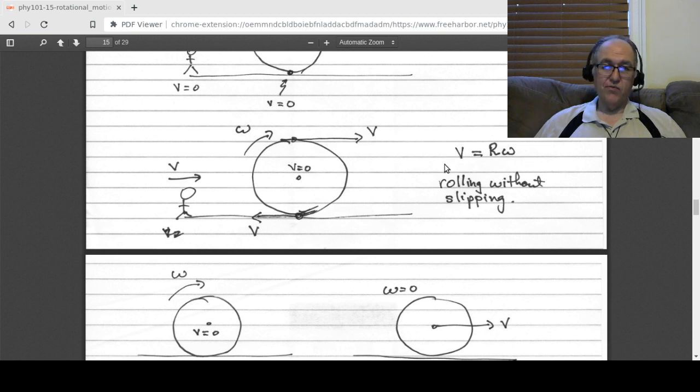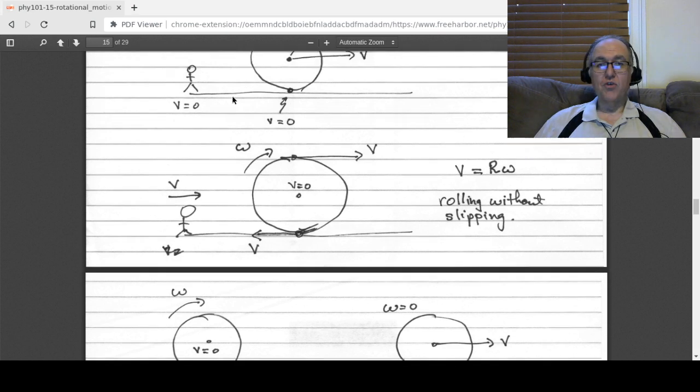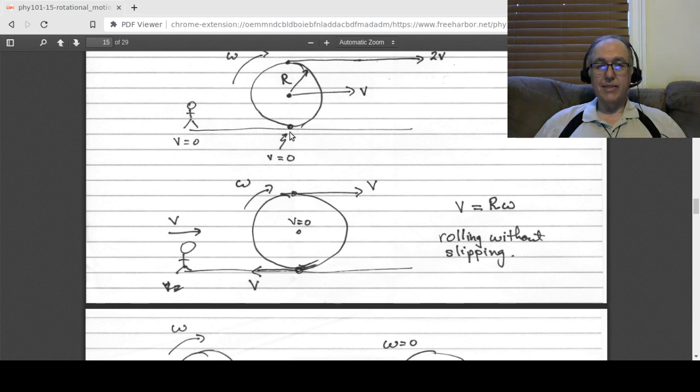The only time this formula, v equals R omega, is going to work is when the wheel is actually turning without slipping. And turning without slipping literally means that the point at which the wheel touches the ground has 0 velocity. The ground has 0 velocity, and the wheel just above the ground must also have 0 velocity at that point. Otherwise, the two velocities are different. It's slipping past one another. Okay, so you don't have to rethink this every time.